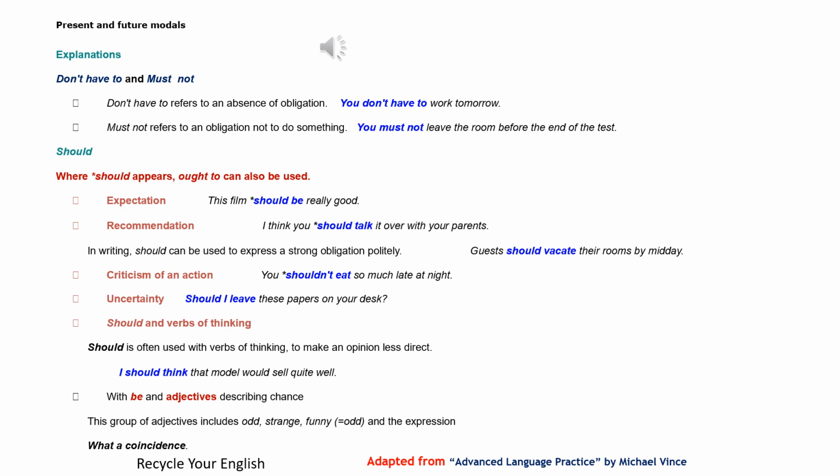Should and verbs of thinking. Should is often used with verbs of thinking, to make an opinion less direct. I should think that model would sell quite well.